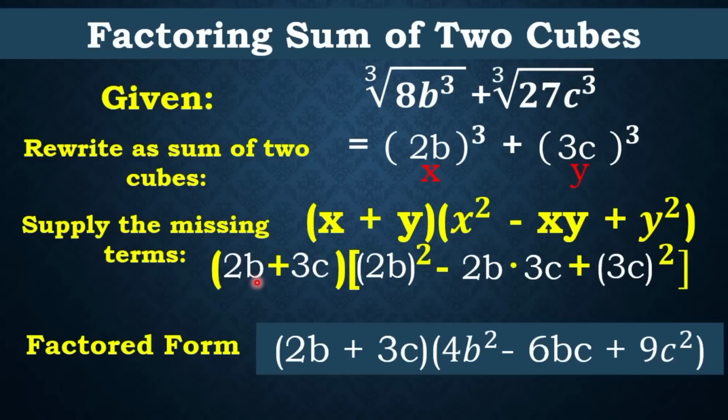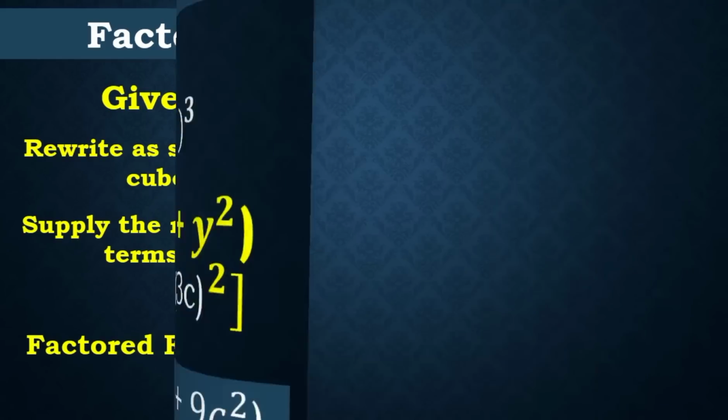Okay, now, what is the factored form? The factored form is 2b plus 3c. And then, since ito ay 2 squared, 2 times 2 is 4. And then, copy na lang natin to, b squared. Minus, 2 times 3, that is 6, and then bc. Plus, 3 squared is 9, and then c squared. Okay, isa-simplify natin kapag merong number. So 2 squared, that is 4, and then 3 squared, that is 9. Okay.